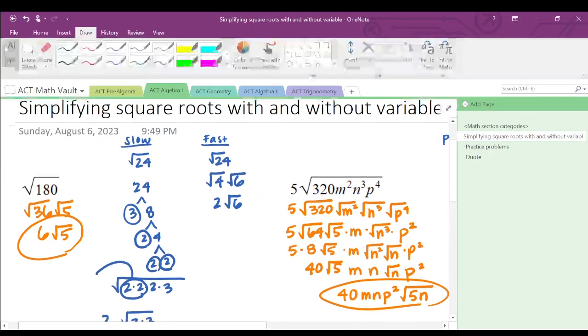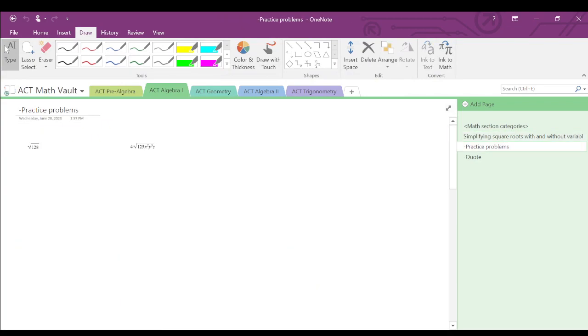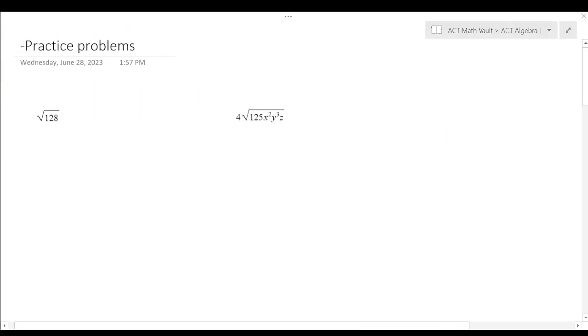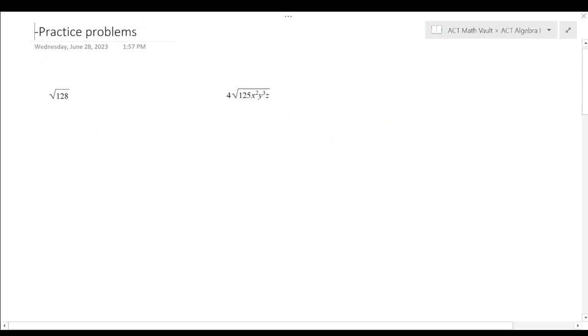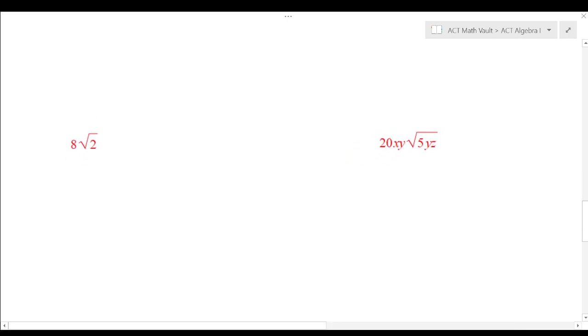Okay, so let's have you try some practice. Here they are, similar to what we just did. Why don't you pause the video, try it, and I will reveal the answers. Okay, answers are here. So we have 8 root 2 for the first one. That means a 64 went into the first one. And then 20xy on the outside, square root of 5yz on the inside.